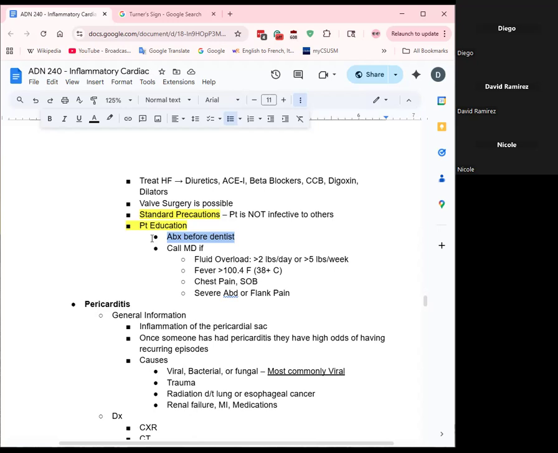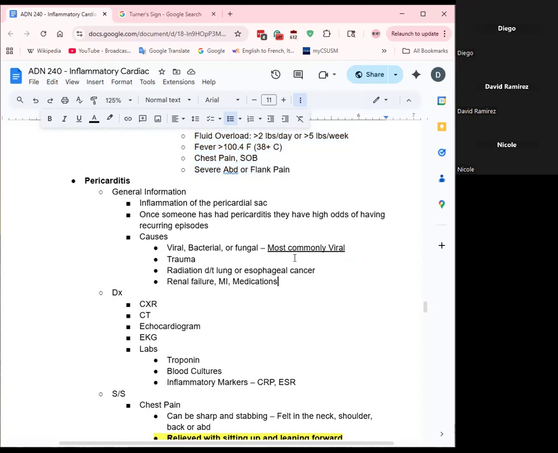And then some other things would be if they're having really high fever due to the infection, or if they're having accompanying chest pain, shortness of breath, flank pains, or severe fluid overload, you'd want to contact the doctor for the acute changes.